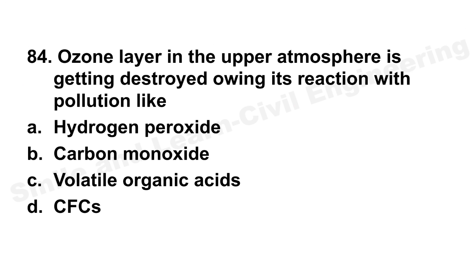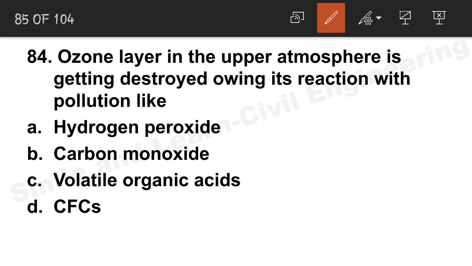Question number 84. Ozone layer in the upper atmosphere is getting destroyed owing to its reaction with pollutants like, so ozone layer is getting destroyed due to CFCs, chlorofluorocarbons, which are present in refrigerators or ACs. But nowadays it has been replaced with some kind of liquid gases. So therefore the ozone layer has healed a lot due to this replacement. So CFCs is the correct answer. Chlorofluorocarbons are very much destructive of ozone. Okay, so we had an ozone hole, but in recent days it has healed to some extent.